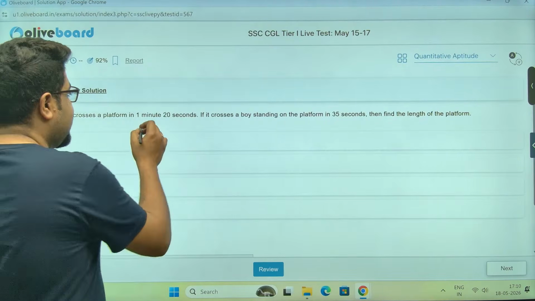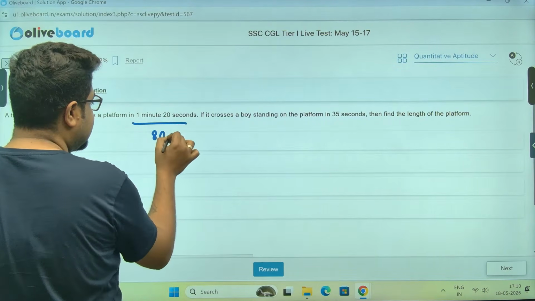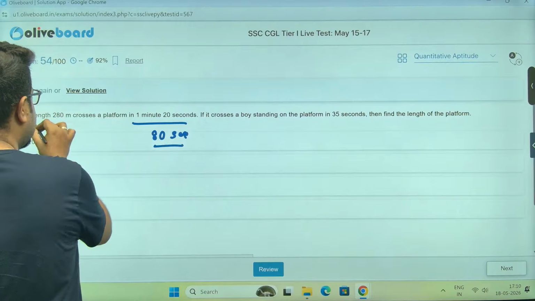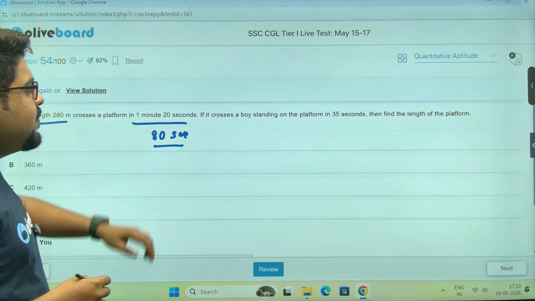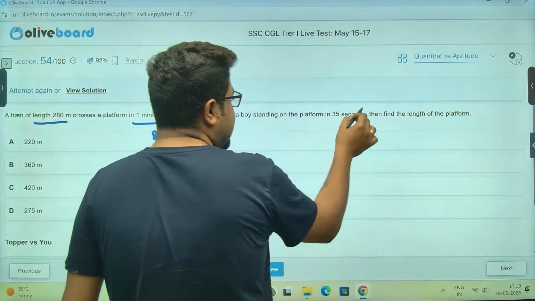Next: a 280 meter long train crosses this in 80 seconds. The 280 meter length crosses a platform and a boy standing on the platform.